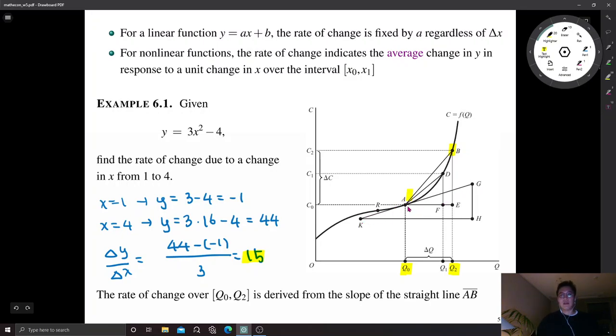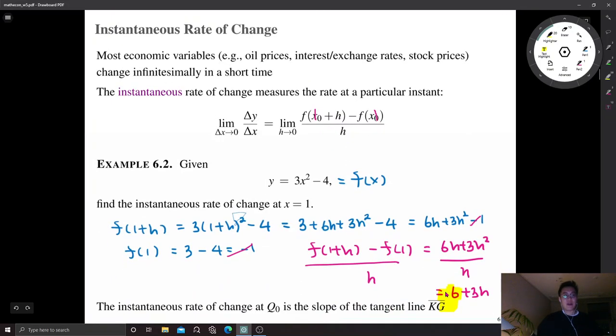So the instantaneous rate of change at some particular point indicates the slope of the tangent line to the graph at this point. So the instantaneous rate of change at point A is the slope of the tangent line at this point. Right? So once again, that is pretty important. Rate of change is the slope of the secant line. On the other hand, instantaneous rate of change indicates the slope of the tangent line.